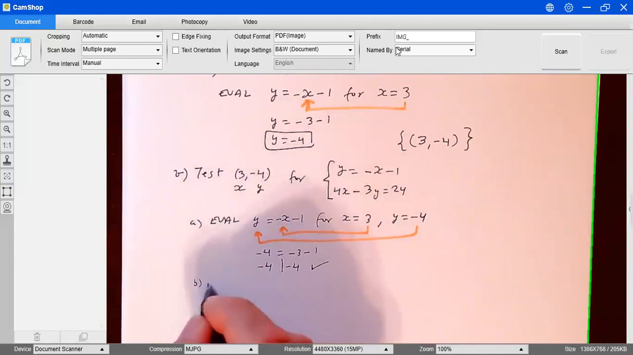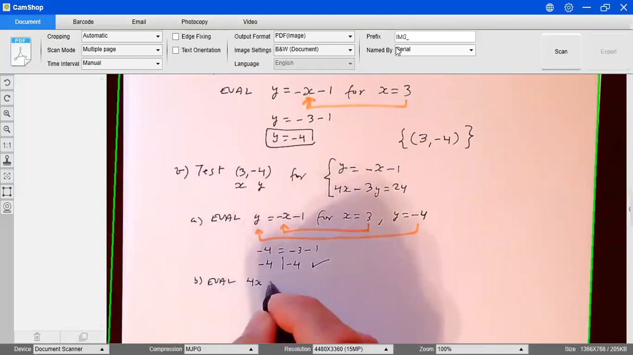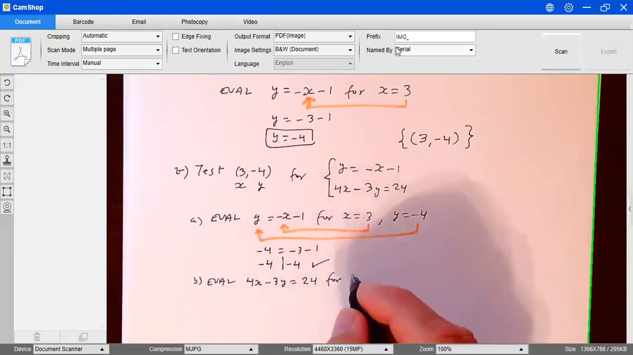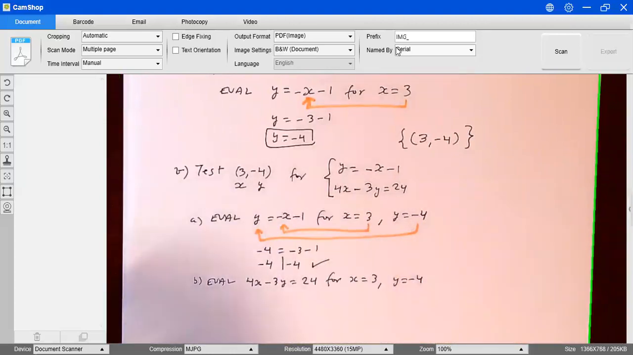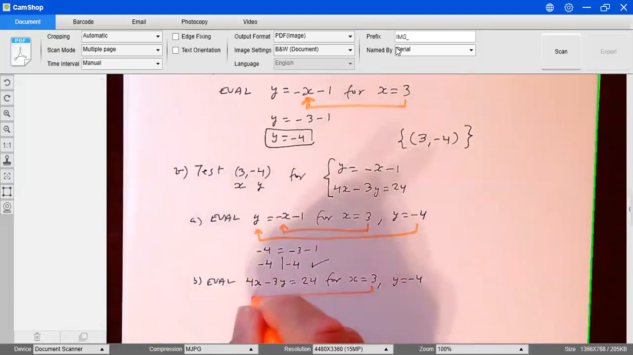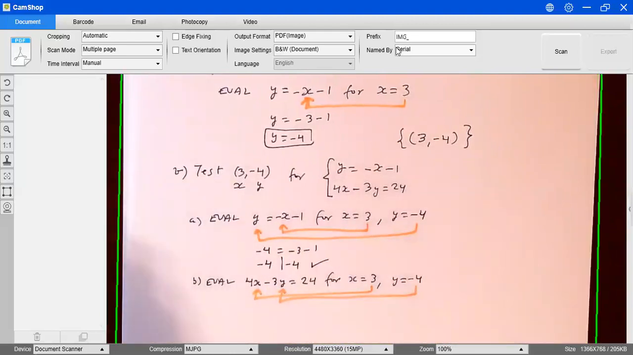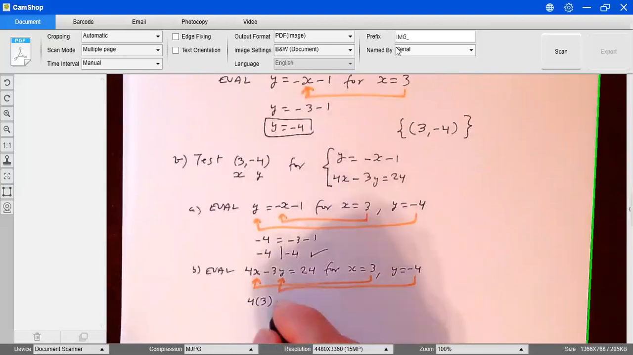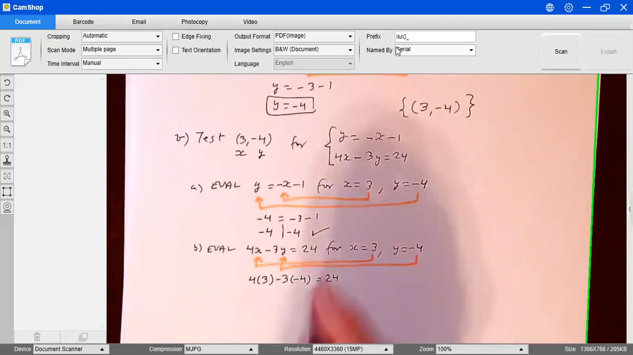So the other evaluation is for the other equation, x minus 3y equals 24. And this evaluation is with x equals 3 and y equals negative 4. So again, we need to replace x with 3 and y with negative 4. So this is 4 times 3 minus 3 times negative 4. That should be equal to 24. Let's see whether that's true or not.